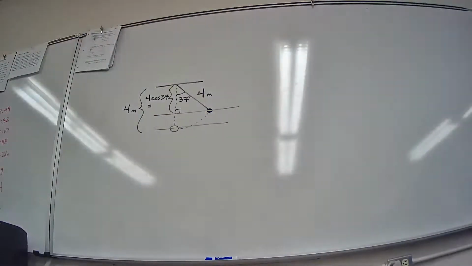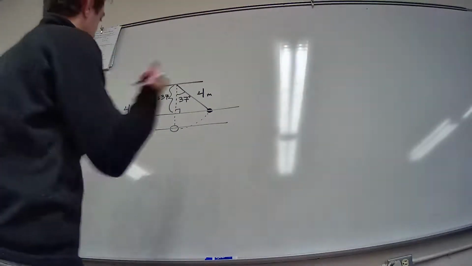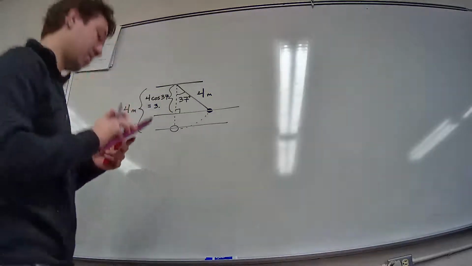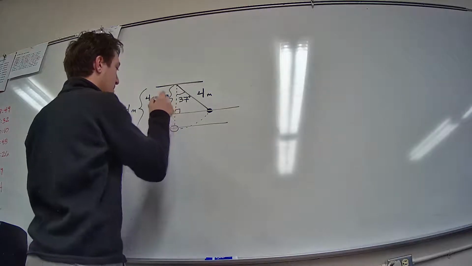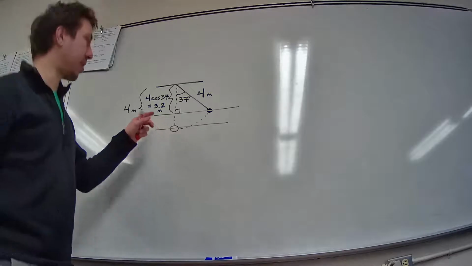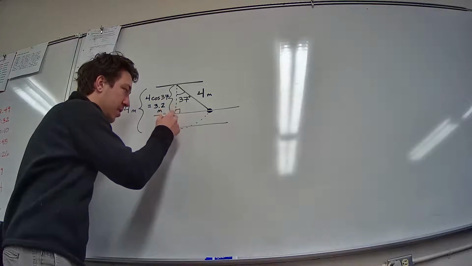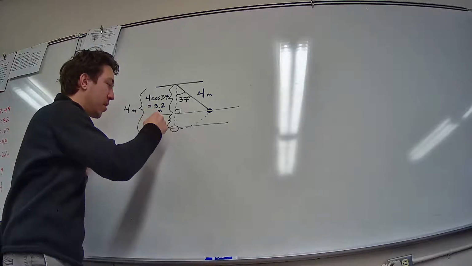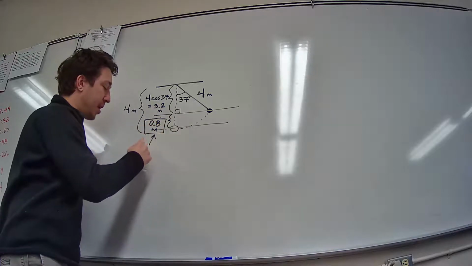about 3.2. Are we okay with that? Does that make sense? So therefore, how much height did the ball gain by being displaced? 0.8. So I'm going to put a little box around that. That's going to be the height.